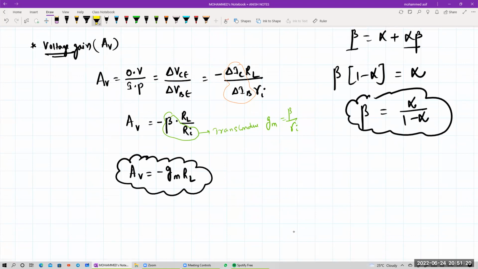The first one is about your voltage gain. Voltage gain is output voltage by input voltage. The formula is AV is equal to minus of GM into RL. GM is transconductance, that is the ratio of beta by RI.